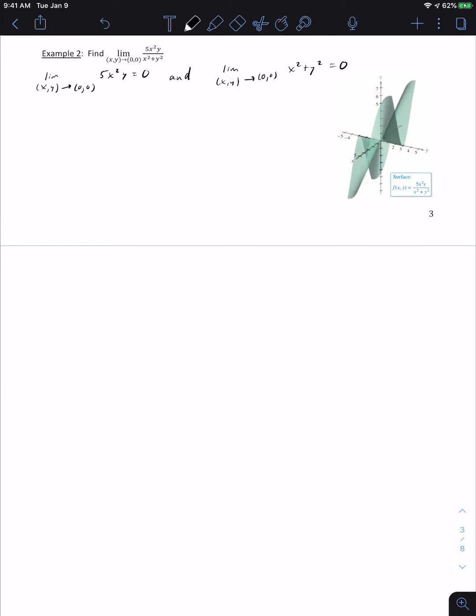Hello everyone, in this video we're going to pick up where we left off in section 13.2 with example 2. What we talked about in the last video was that if I looked at the limit of the numerator, it equaled 0, and if I looked at the limit of the denominator as (x, y) approached (0, 0), it also equaled 0. So we can't just take the quotient of the limits. What we need to do is use the epsilon-delta definition of a limit.